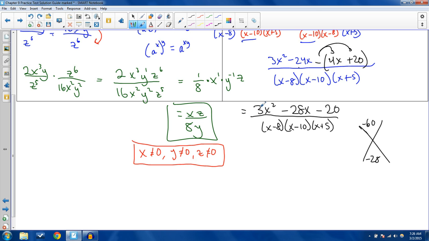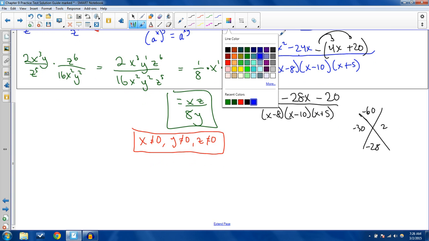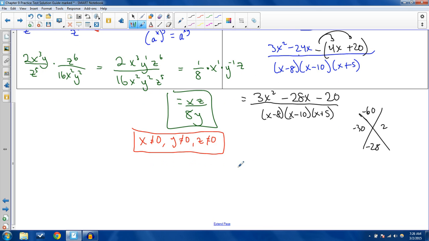Because in the end, one of these numbers multiply by negative 3. Someone's going to have to help me out here. I can't remember what my numbers were. Negative 30 and positive 2, right? Negative 30, positive 2. If we spell it out, we're going to get 3x squared minus 30x plus 2x minus 20. I'm rewriting negative 28 as negative 30x plus 2x, all over this.